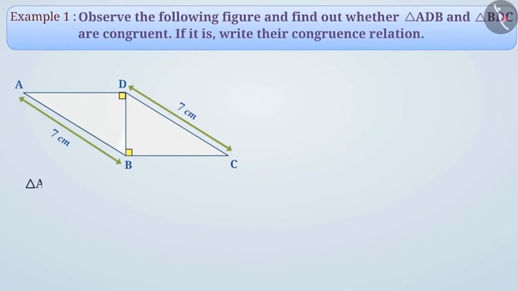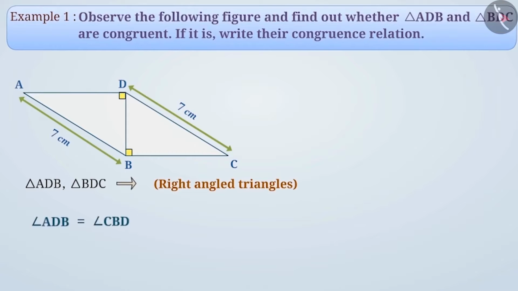In the given figure, both triangle ADB and triangle BDC are right-angled triangles, in which we are given angle ADB is equal to angle CBD is equal to 90 degrees. At the same time, we have also been given that the hypotenuse AB of triangle ADB and the hypotenuse CD of triangle BDC both measure 7 centimeters. That is, AB is equal to CD.